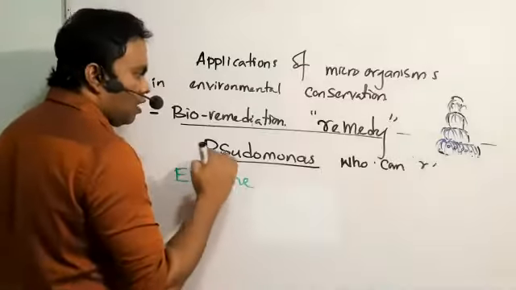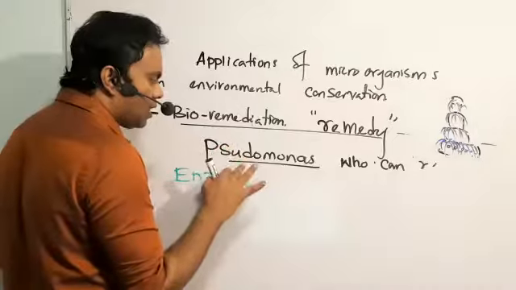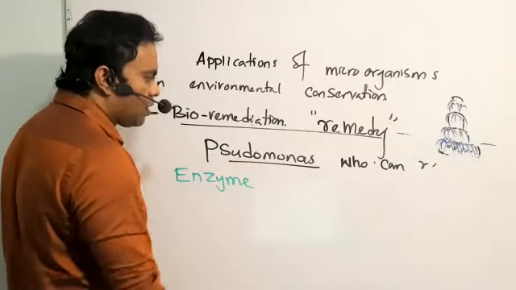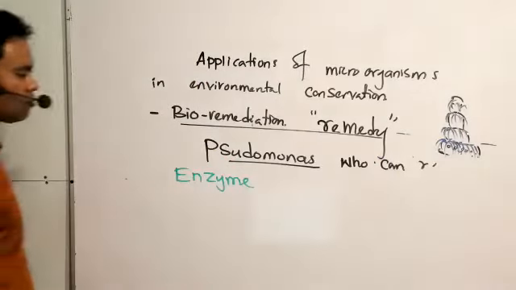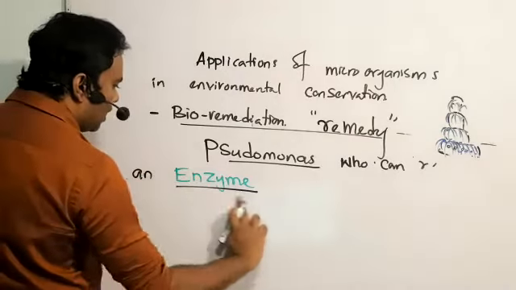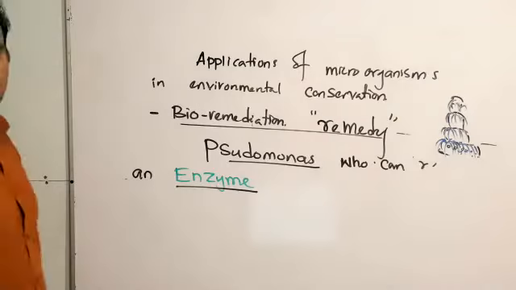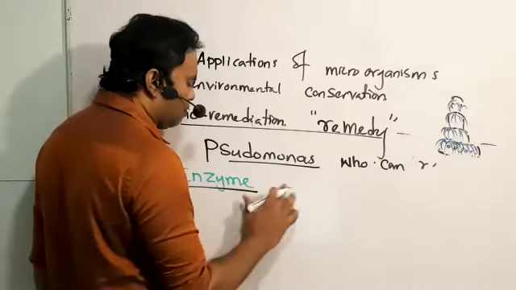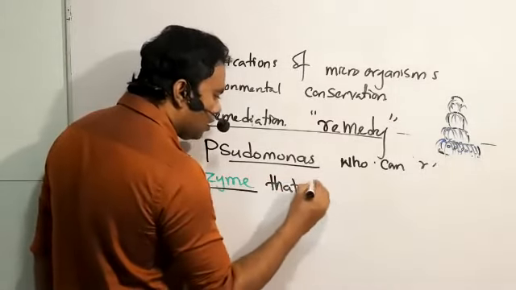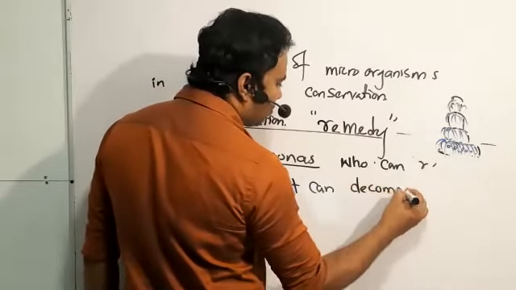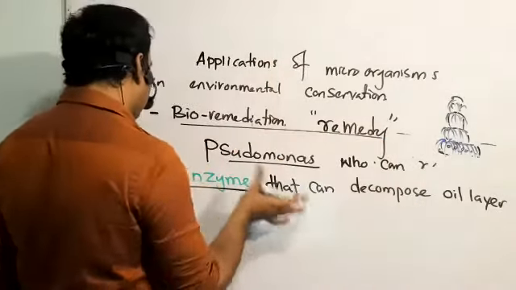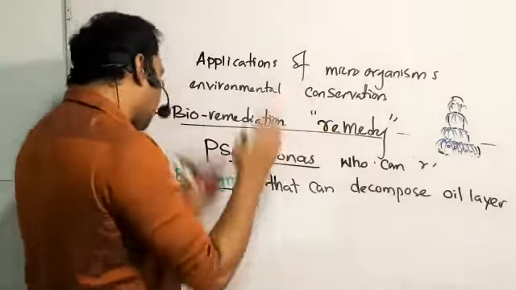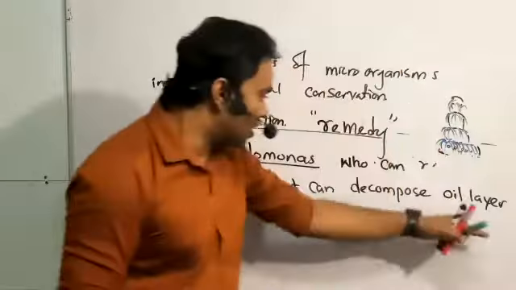Excuse me, sir. Can you repeat the new sentence? Okay. Then we can apply Pseudomonas-like bacteria who can release an enzyme. Let's write what this enzyme can do: an enzyme that can decompose the oil layer. We can use a Pseudomonas-like bacterium that releases an enzyme that can decompose the oil layer. To understand the Sinhala meaning, start from the end. Okay.